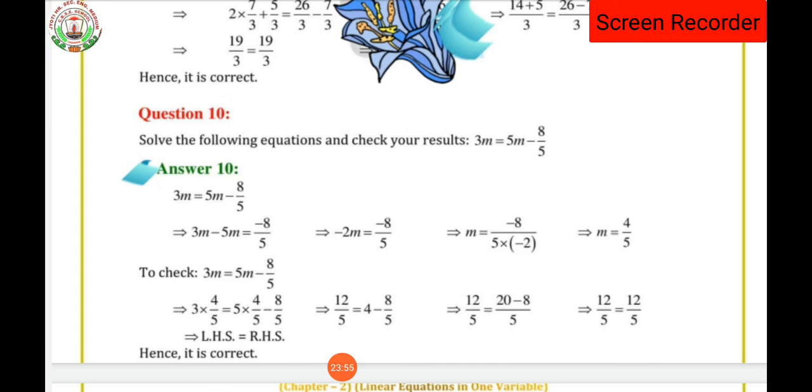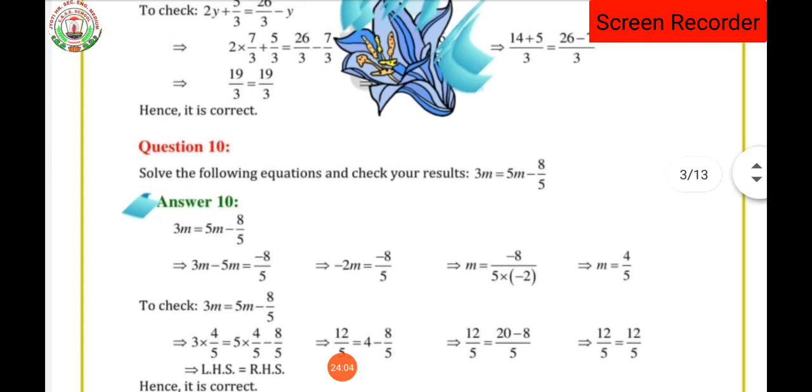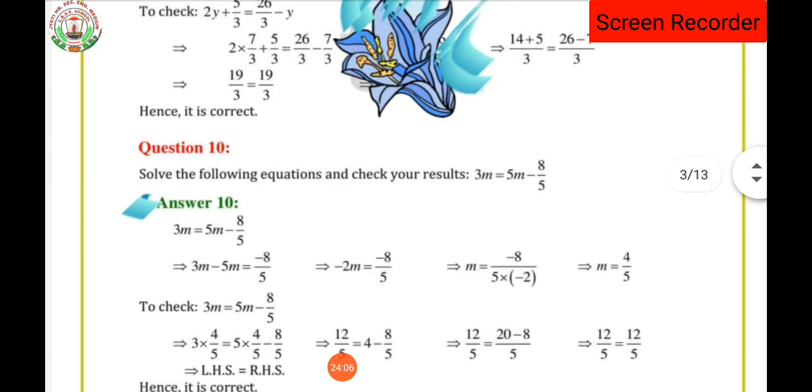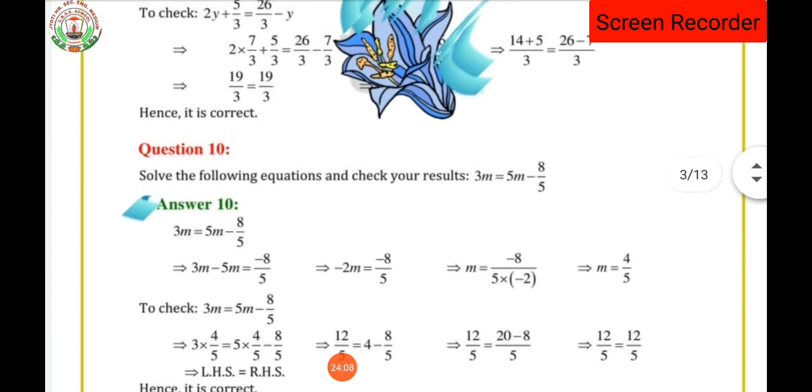So here we will get the required answer for this. Hope you people understood the equation. So here we have completed the solution of exercise 2.3. Clear, students? If you are having any doubt, you can ask.